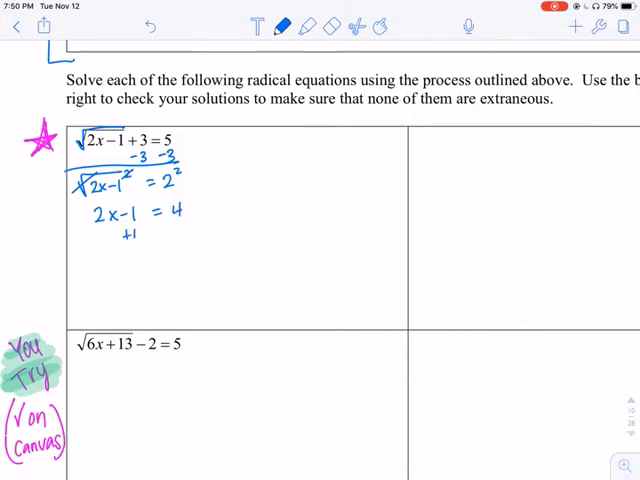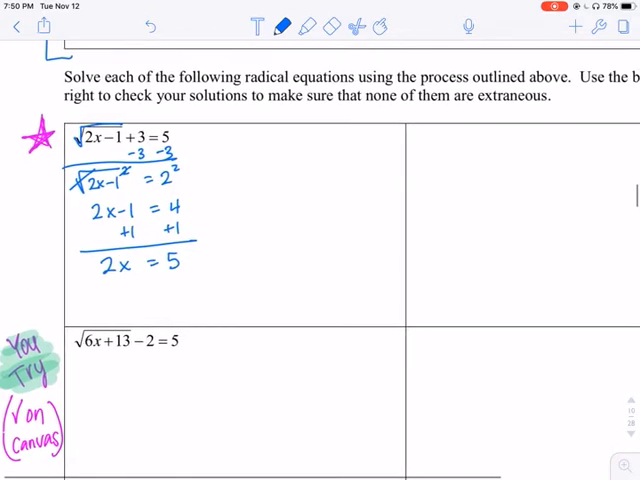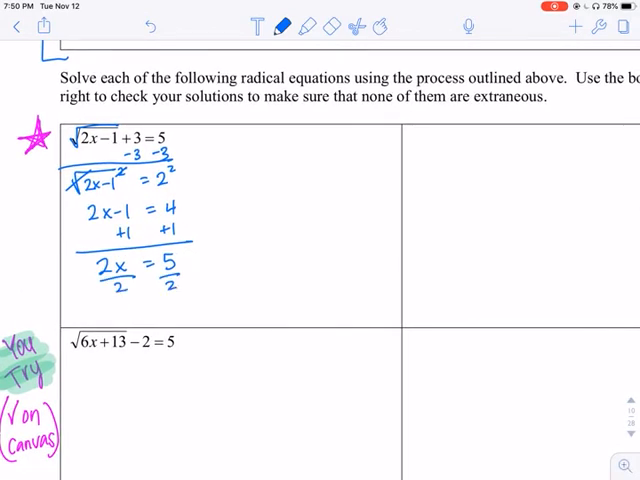From there, I'm going to add 1 on both sides. I have 2x equals 5. And then I want to divide by 2 on both sides. X equals 2.5, or 5 halves, depending on which one.